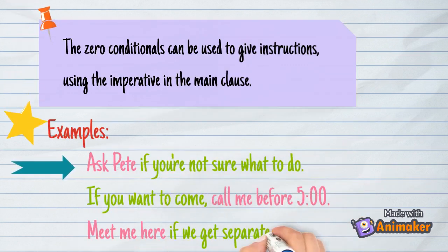The zero conditional is also often used to give instructions using the imperative in the main clause. Examples: ask Pete if you are not sure what to do. If you want to come, call me before 5 o'clock. Meet me here if we get separated.